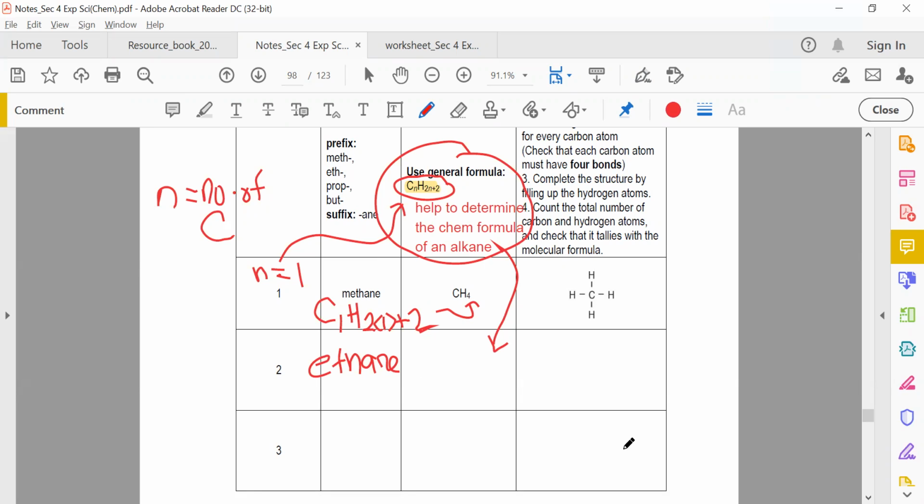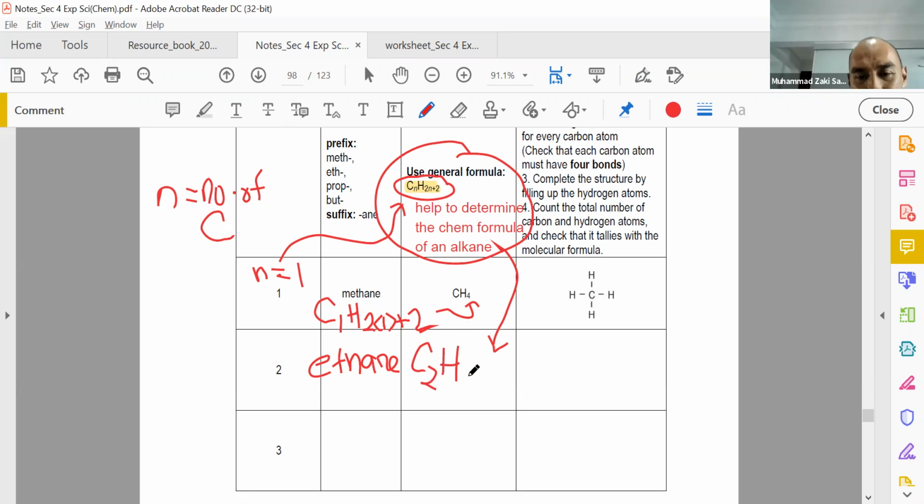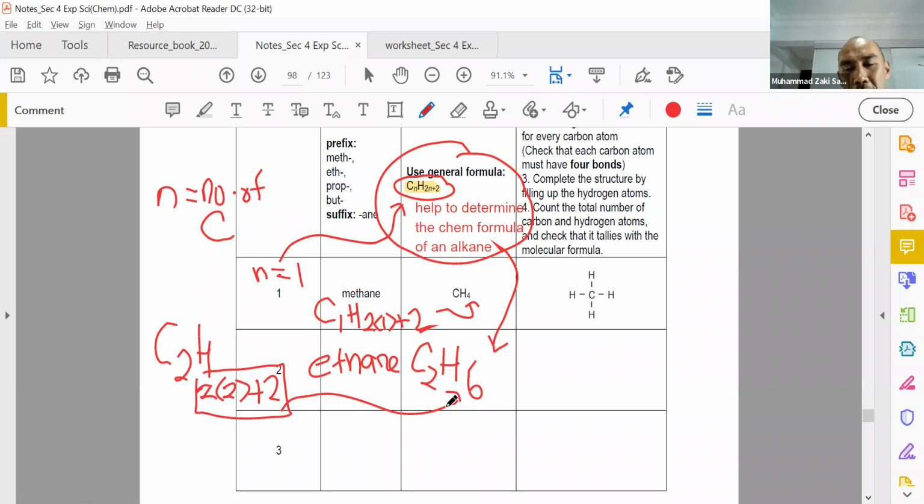C2H6. Very good. How do you know C2H6? Because when N equals 2, it is C2, and H is 2 times 2 plus 2, which is 8. Wait, 2 times 2 plus 2 is 6. For the models, I want you to find out how to draw them. That is the actual work.